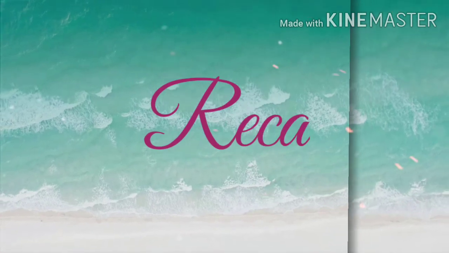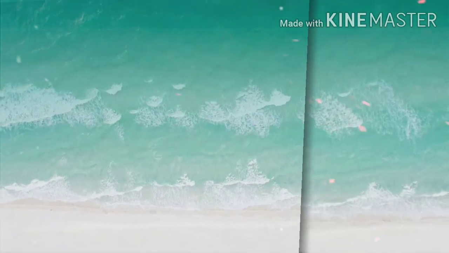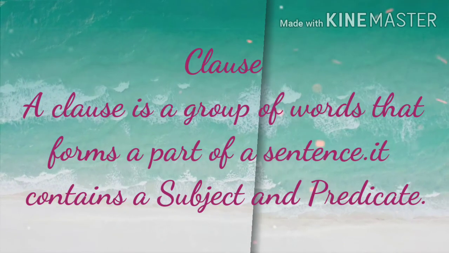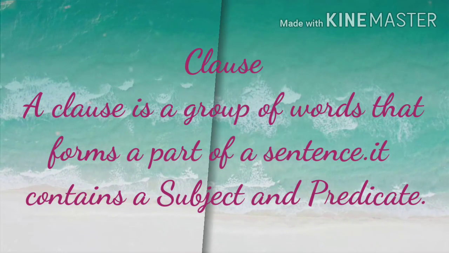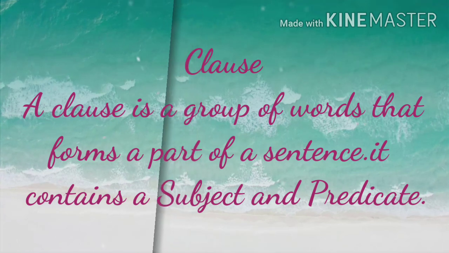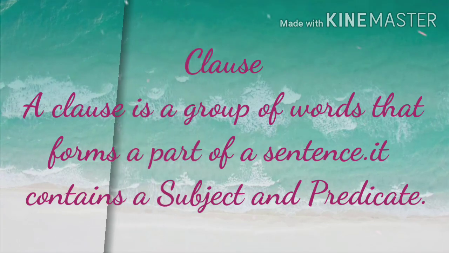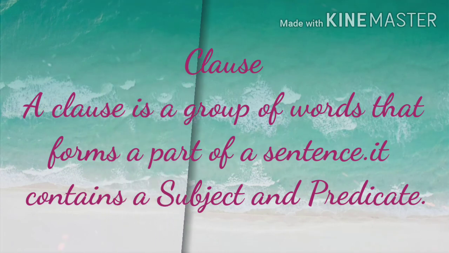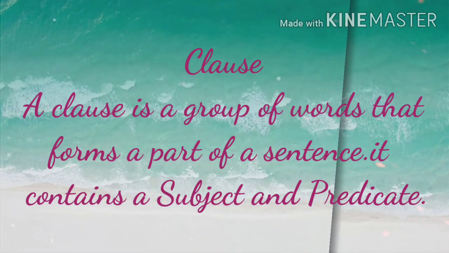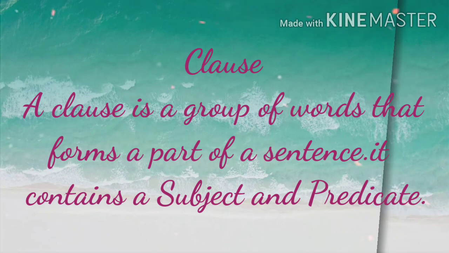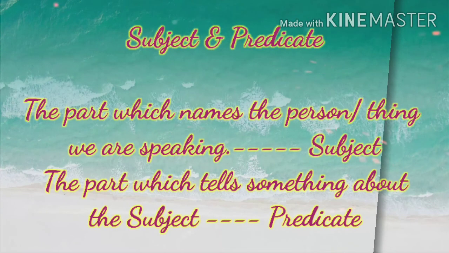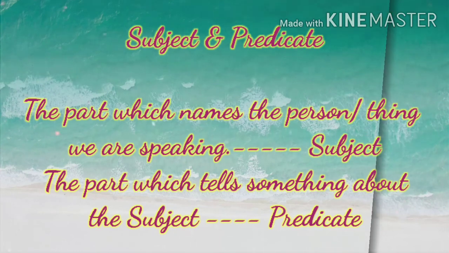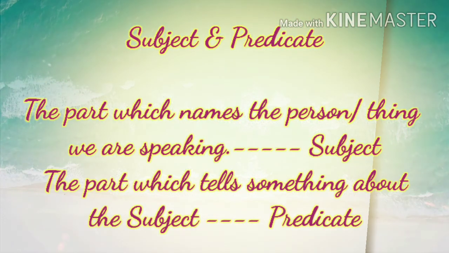Now let's summarize. Today we learned about a clause. A clause is a group of words that forms a part of a sentence. It contains a subject and a predicate. Then we learned the part which names the person or thing we are speaking about is the subject, and the part which tells something about the subject is the predicate.